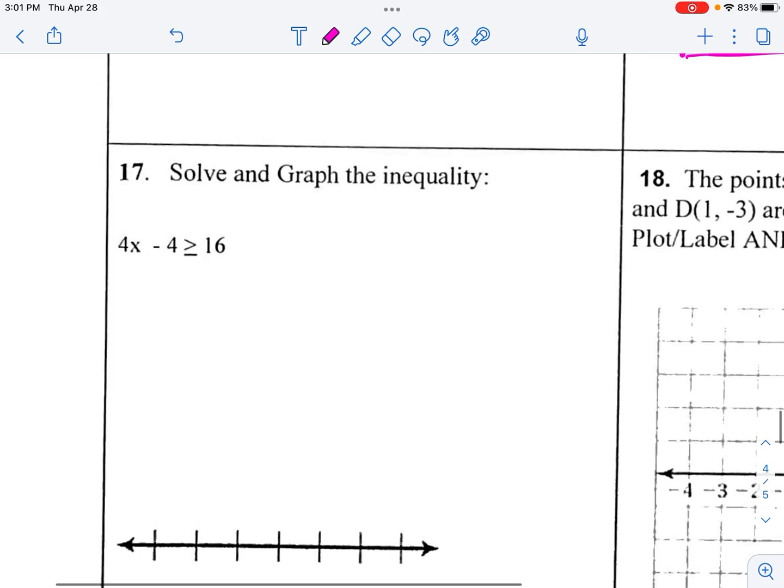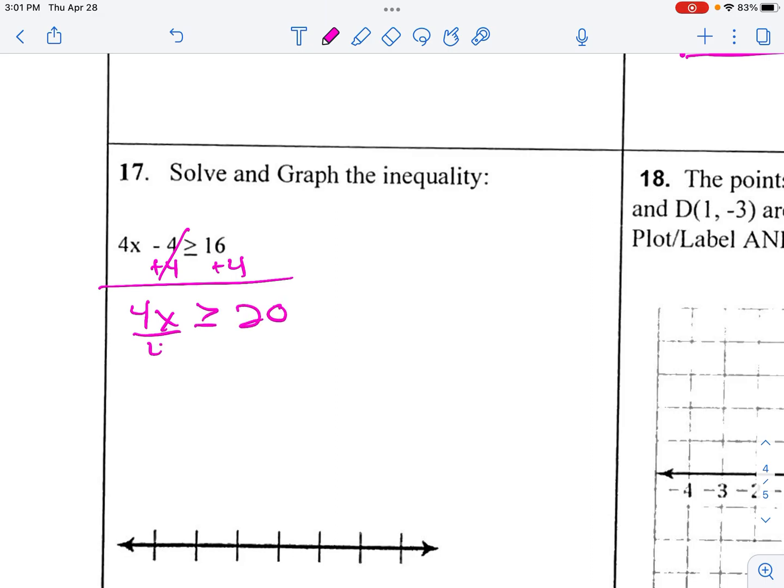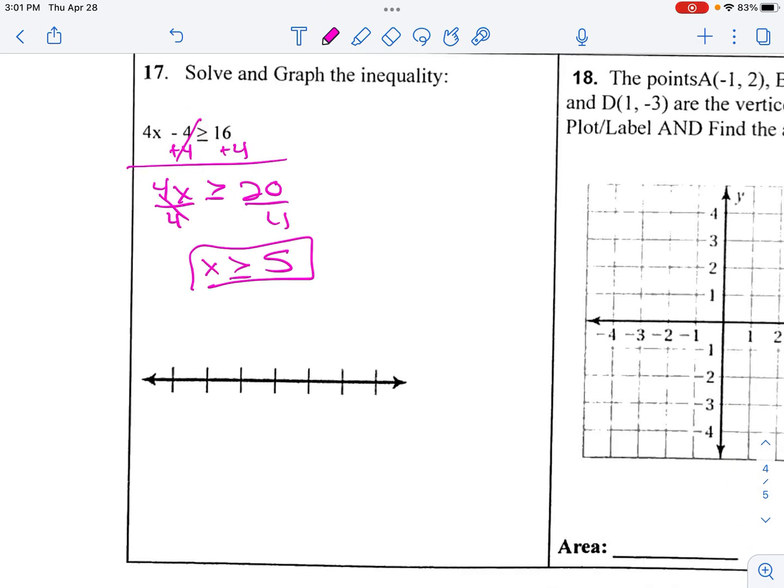Solve and graph. 2-step inequality, add 4 to both sides to get 20 and divide by 4 to get 5. Greater than or equal to is a closed circle pointing to the right.